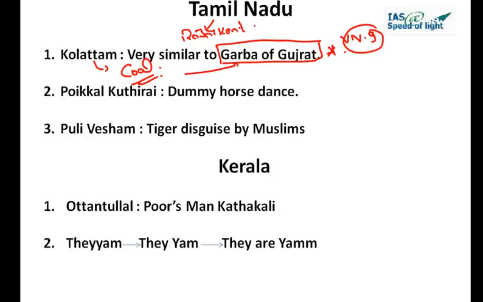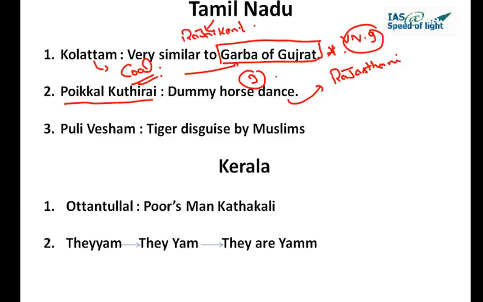Poikal Kuthirai. It is a dummy horse dance. Like what we saw in the case of Rajasthan, if you remember, Kachchhi Ghodi. Same is Poikal Kuthirai, which is also a dummy horse dance of Tamil Nadu. Again, important. Puli Vesham, okay, tiger disguise dance, where the men disguise themselves in the uniform of a tiger, okay, and this is again a Tamil Nadu dance, Puli Vesham.